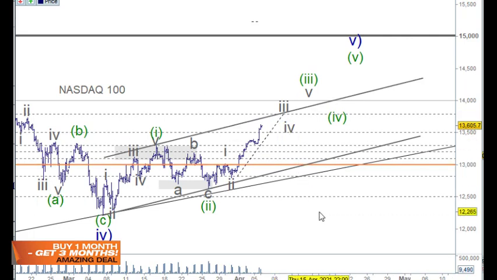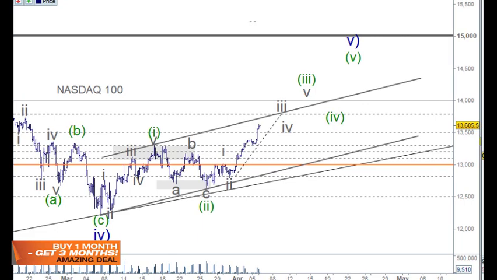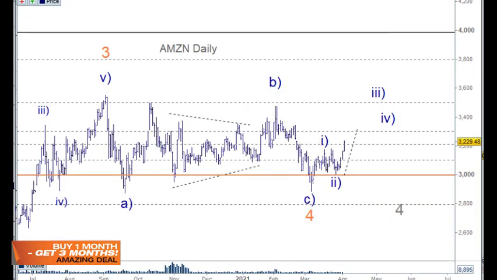Pegging that high in there a little bit with that 13,800 area there. So if you wanted to take profit because you're really short term, then that group 2 is the place to do that.